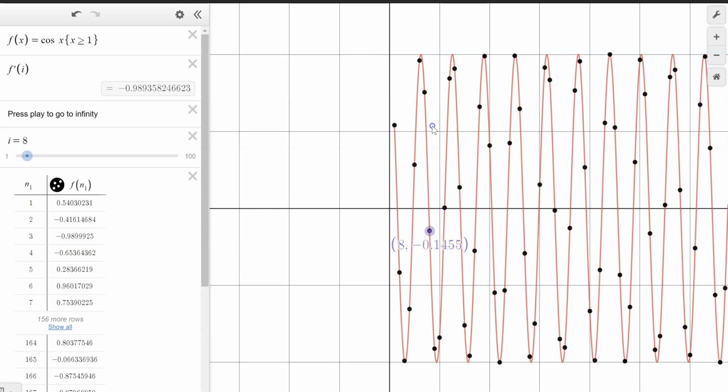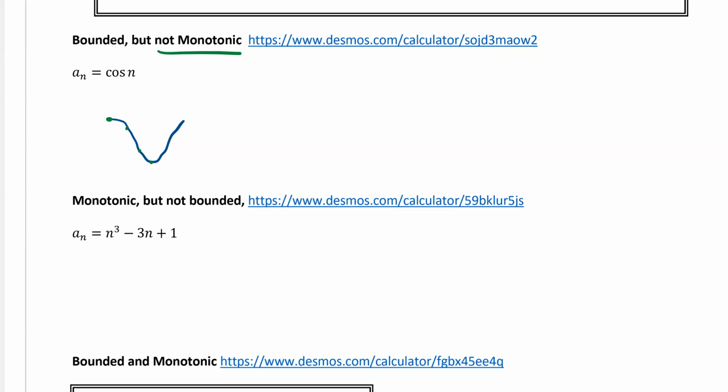If you go back and look, we know the cosine will not go below -1, and it will not go above +1. So we know that our a sub n has to be between -1 and 1 for all n greater than or equal to 1. As we plug 1 in and 2 in and 3 in, this is always going to be between -1 and 1. All right, let's look at one now that is monotonic but not bounded.